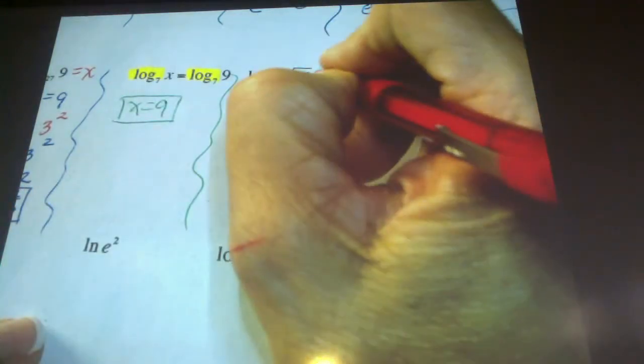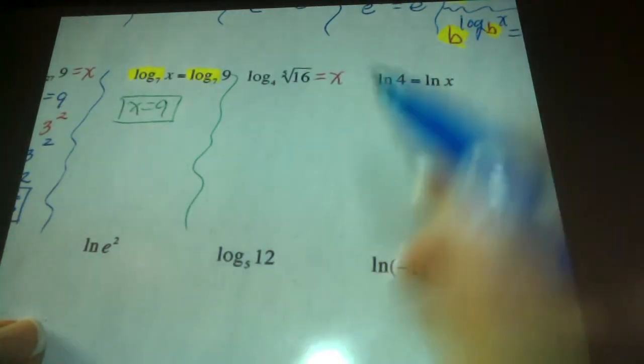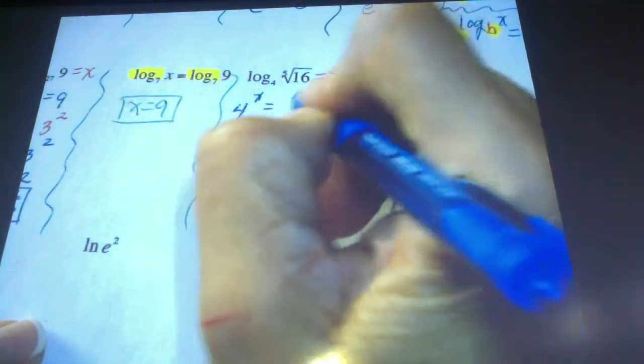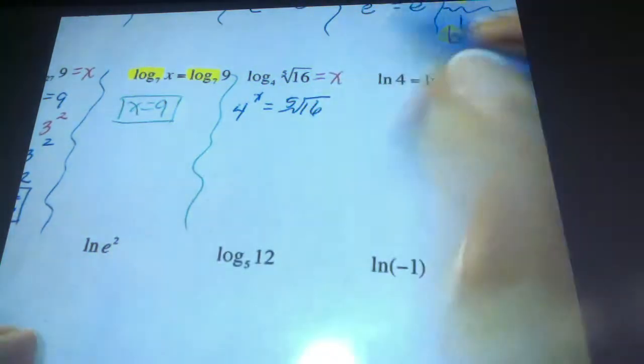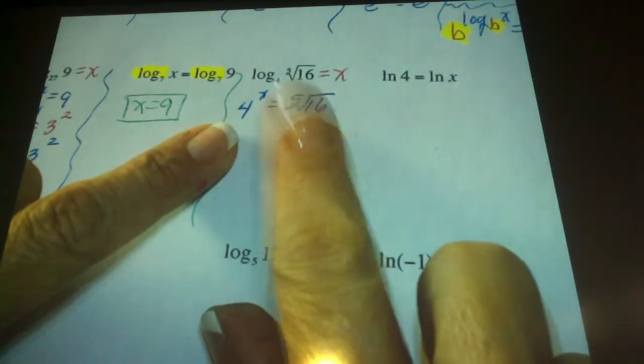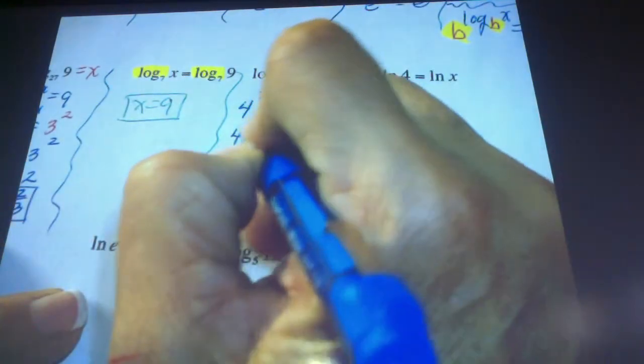This one's a little bit more tricky, but what do you notice that it's missing? An equal sign. So I'm going to add an equals x. The very first thing I would do if I were you would be to get rid of the log. So put it into exponential form, even though you see that fifth root of 16. Put it into exponential, you get 4 to the what? x equals fifth root of 16. Then look at your numbers. I got 4 and 16. 4 is smaller. Can I turn 16 into 4? Yeah. So I've got 4 to the x is equal to the fifth root of 16, which is 4 squared.